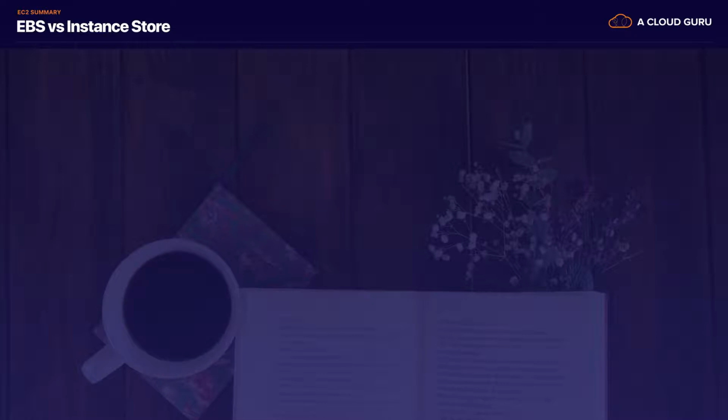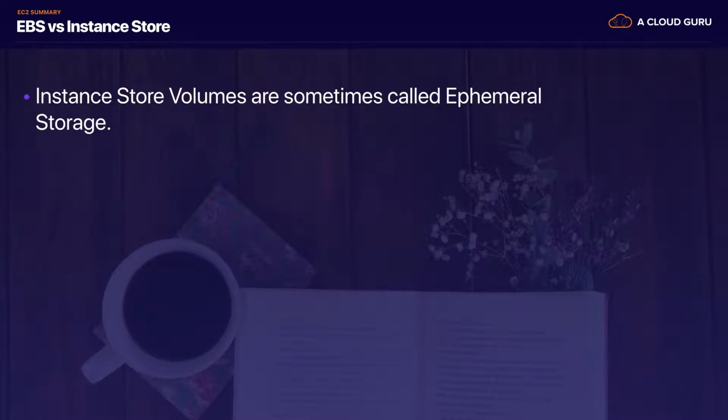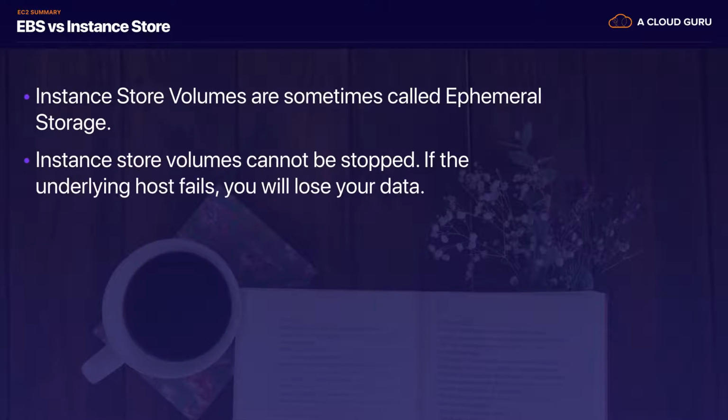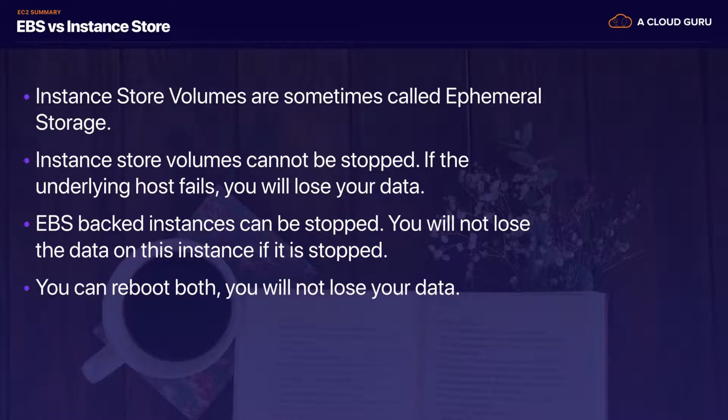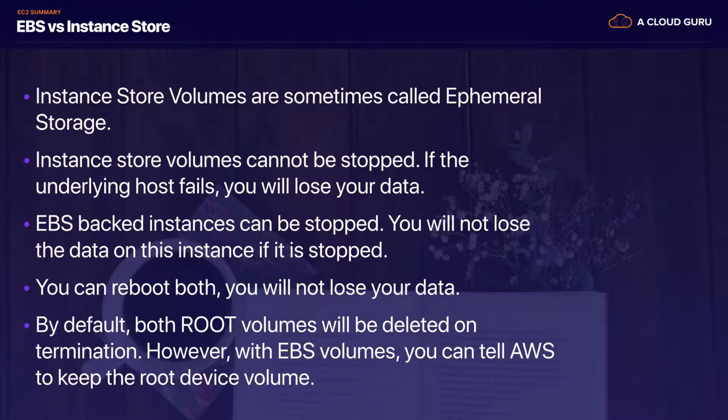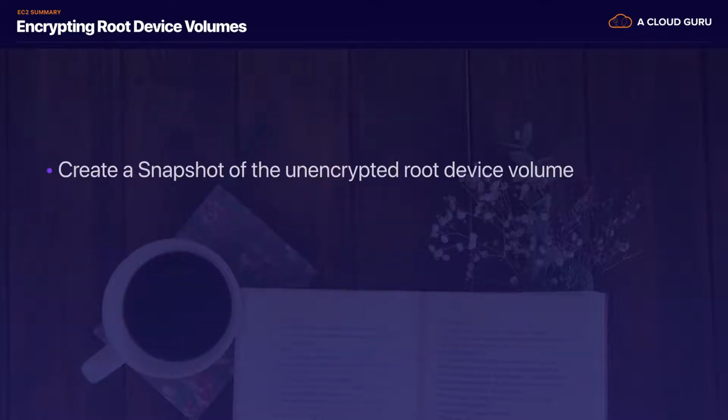EBS versus instance store. Instance store volumes are sometimes referred to as ephemeral storage. Instance store volumes cannot be stopped. If the underlying host or hypervisor fails, you're going to lose your data. EBS-backed instances can be stopped, however, and you won't lose the data on this instance if it's stopped. And you can reboot both and not lose your data. And by default, both root volumes will be deleted on termination. However, with EBS volumes, you can actually tell AWS to keep the root device volume from being deleted. So you basically stop it from automatically being deleted.